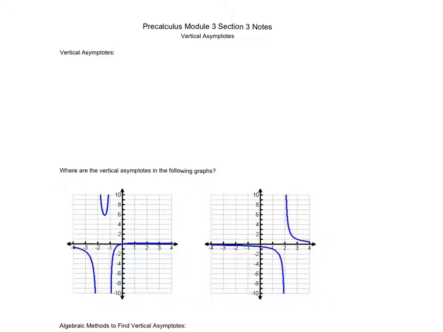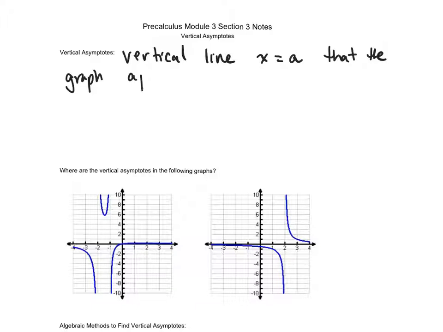Okay, in section 3, we're going to look at a new kind of feature of our graph, one that we've seen a little bit before in our reciprocal function. That is what is called a vertical asymptote. So a vertical asymptote is going to be a vertical line, and we'll just say all vertical lines are of the form x equal a, that the graph approaches, but it does not touch or cross.